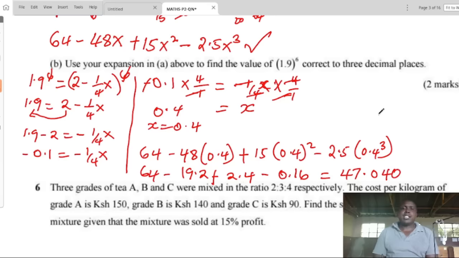Once you have done this, you take your calculator and confirm that 1.9 raised to power 6, the answer should be this. You confirm using a calculator directly so that you can prove that you are doing the right thing.